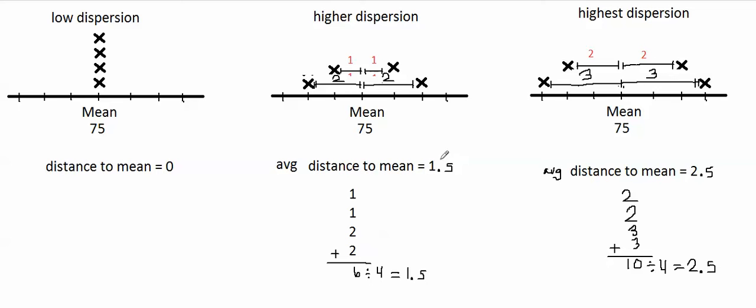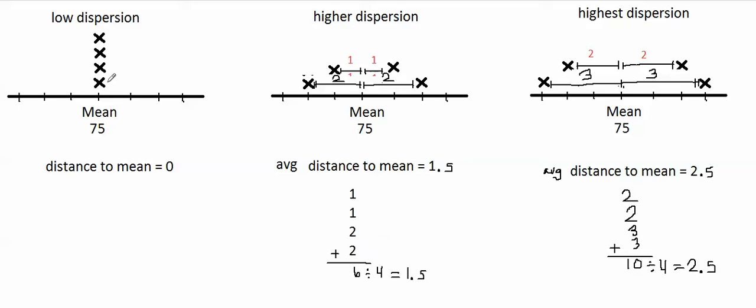So when the average distance to the mean comes out to a lower number, like it does here, it means that there's less dispersion, like this outcome right here. And if the average distance to the mean comes out to a higher number, it means that there's more dispersion, like we see over here.